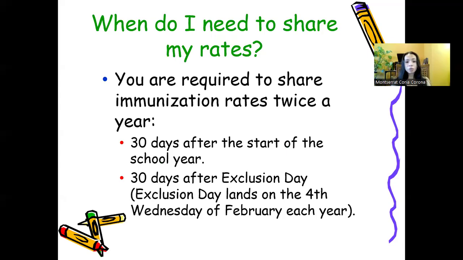And when do you need to share rates by? You are required to do this twice a year: 30 days after the start of the school year and 30 days after exclusion day. Exclusion day lands on a different day every year, but it will always be the fourth Wednesday in February. If you are a facility that does not have a start or an end to their year, such as a child care facility, you are recommended to use your local school district's start date. You can use that as a guideline.